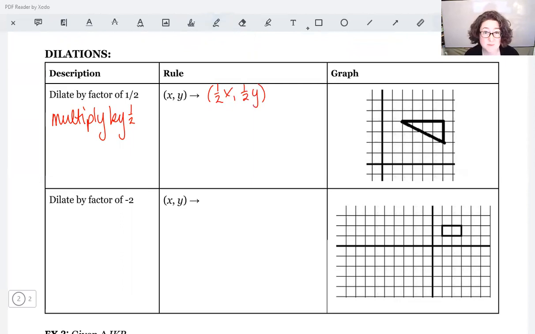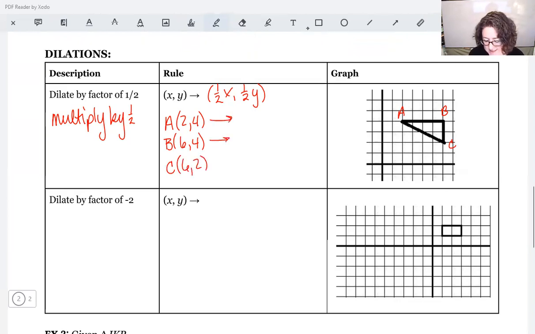So again, let's write down our points since we weren't given those. We don't even have names on these, do we? So we should label those as A, B, C. Our point A is at (2, 4). Our point B is at, let's see, 1, 2, 3, 4, 5, 6, (6, 4). And our point C is at (6, 2).